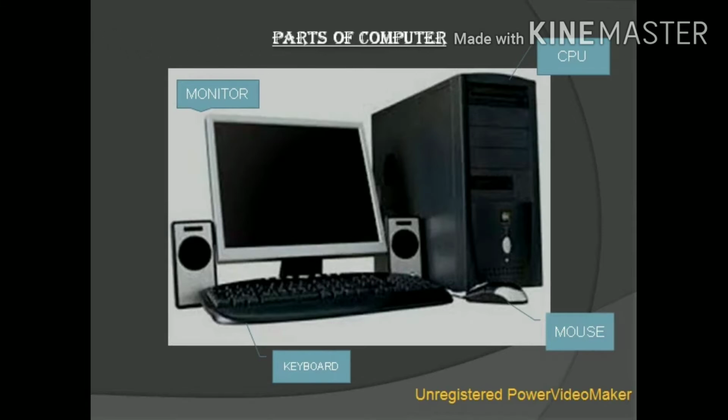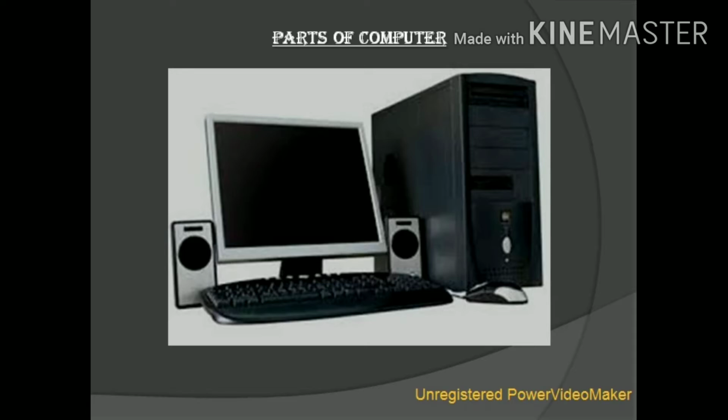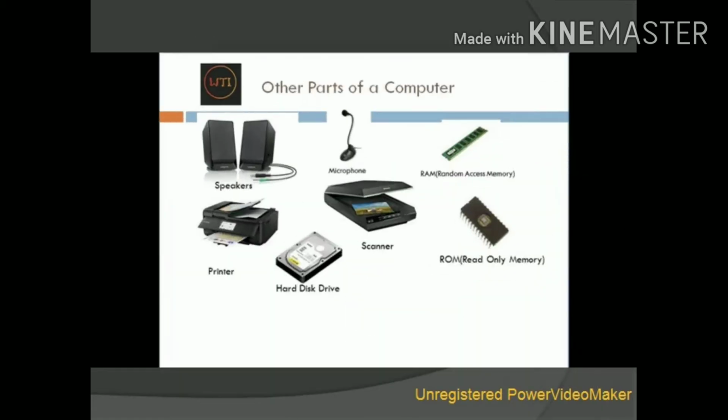Parts of computer. There are mainly four parts of computer. That's monitor, CPU, keyboard and mouse. Other parts of the computer are speakers, microphone, RAM, printer, hard disk drive, scanner, ROM.